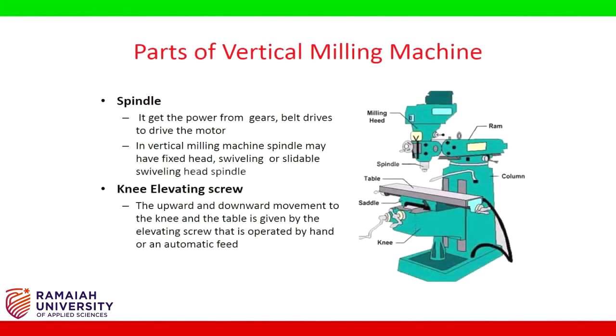Spindle. It gets the power from gears and belt drives driven by the motor. In a vertical milling machine, the spindle may have a fixed head, swiveling, or slidable swiveling head. Knee elevating screw. The upward and downward movement of the knee and the table is given by the elevating screw that is operated by hand or an automatic feed.